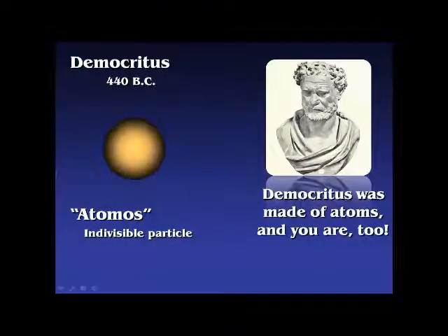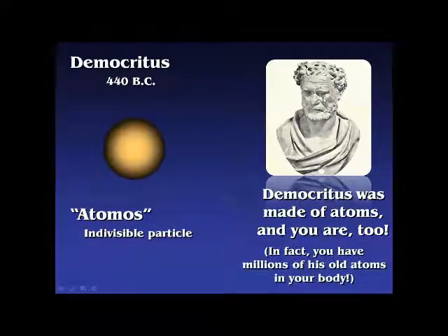So Democritus, he was made of atoms, obviously. You are too. And you are probably made of millions of his old atoms. They're in your body. Once he dies and starts to decay, the atoms that make up him start to bond to other atoms and form different molecules, and atoms just kind of keep getting recycled and recycled. And so you literally have millions of his atoms in your body. Millions, of course, out of the 100 trillion cells that you have, each made of trillions of atoms, is not really all that much.